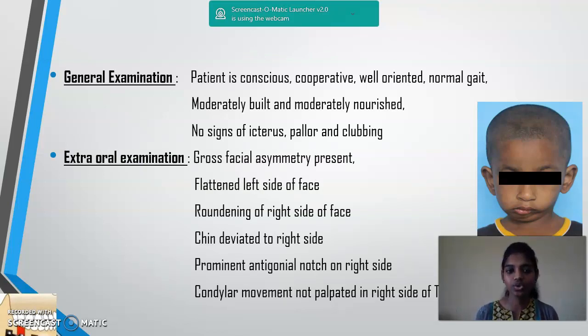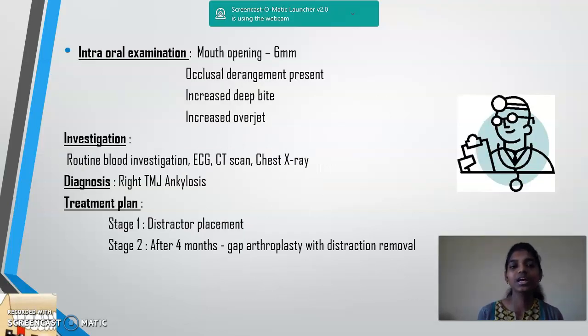On extraoral examination, gross facial asymmetry is seen, and on the left side, flattening is seen. It is the unaffected side, and the right side is the affected side. There is rounding and chin deviation, a prominent antigonial notch is seen, and the condylar movement is not palpated in the preauricular region on the right side of the TMJ. On intraoral examination, the mouth opening is 6 mm, with occlusal derangement, increased deep bite and increased overjet.